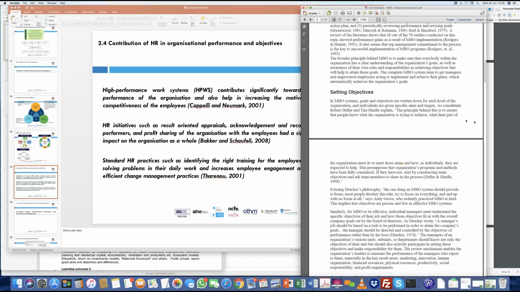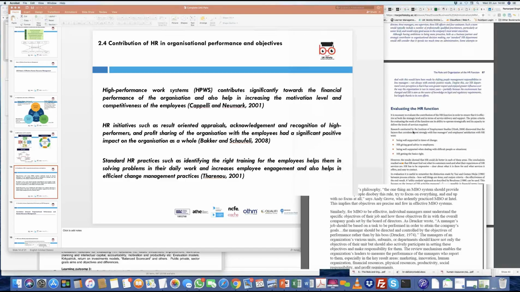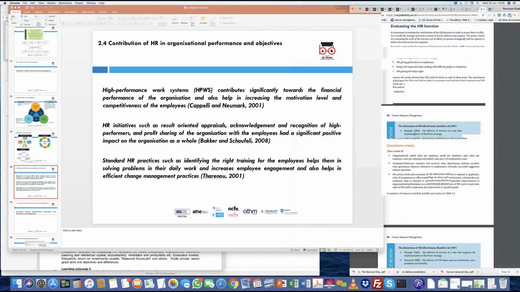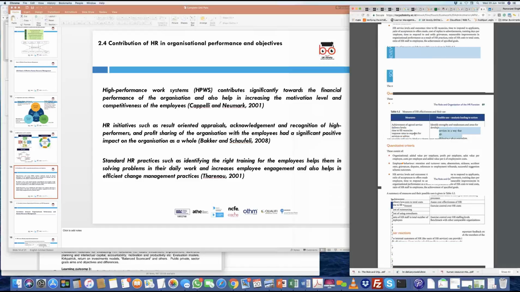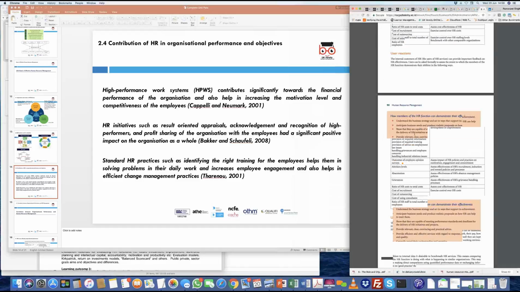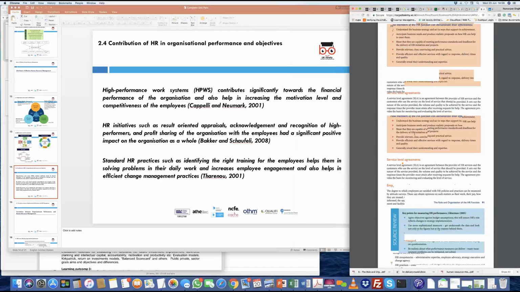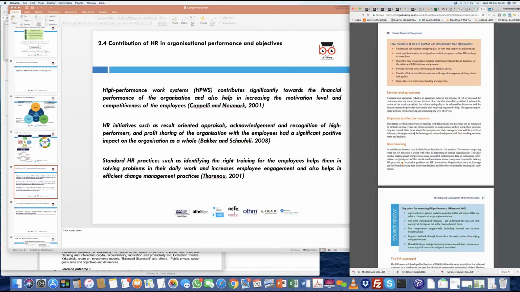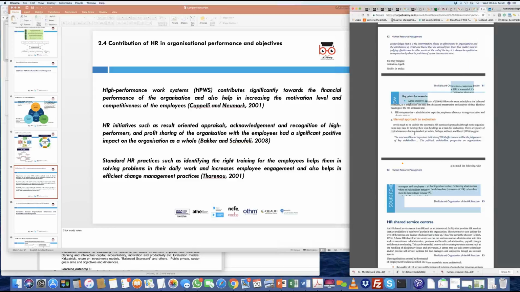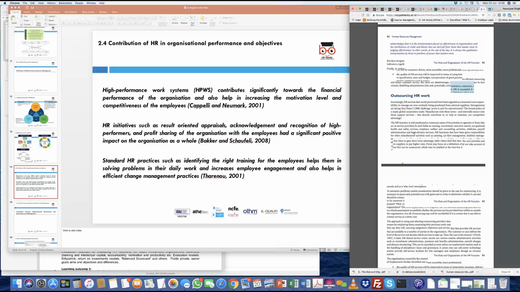And then last but not the least, what we want to be able to do is understand the contribution of some of these functions which the HR does to the organization. And this is where we're going to talk about how you differentiate the performance of one employee from the other.